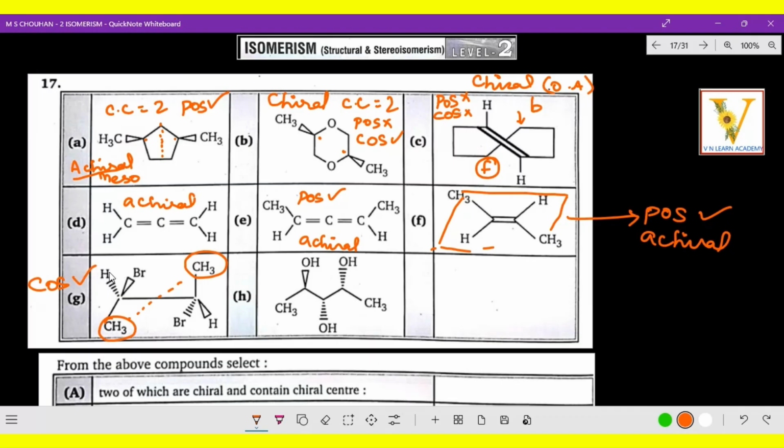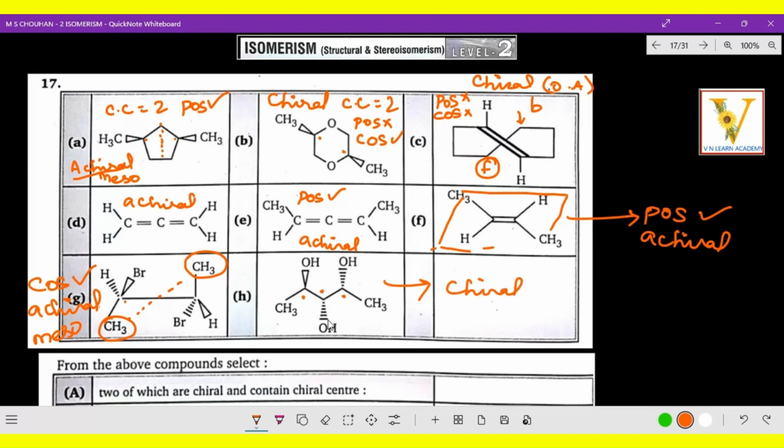COS is there. And then, of course, 100%, this is achiral, and this one is chiral, and it is meso. This is meso, right? Minimum two chiral centers are there for meso. And the last one here, how many chiral centers are available? 1, 2, 3. Three chiral centers are there. So this is actually a chiral compound.